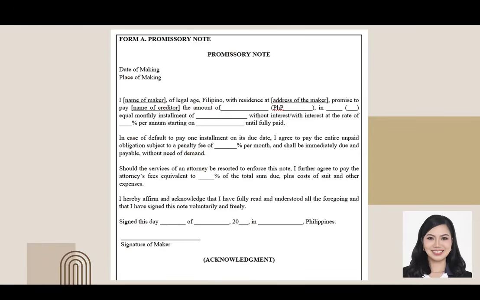And then lastly, that the debtor affirms and acknowledges that he or she has fully understood all the foregoing and has signed this note voluntarily and freely. And then lastly, the signature and then the acknowledgement. So this is an acknowledgement because of the voluntary and free act of the debtor to execute this promissory note. If you still have time remaining in your bar exam, write in full details the acknowledgement, the contents of the acknowledgement.